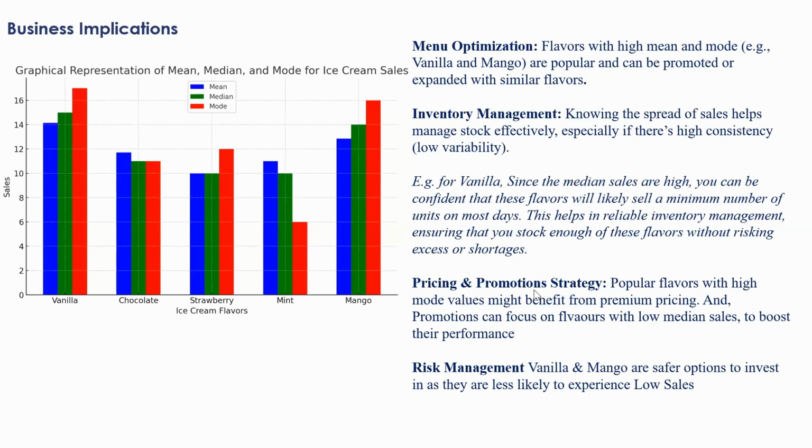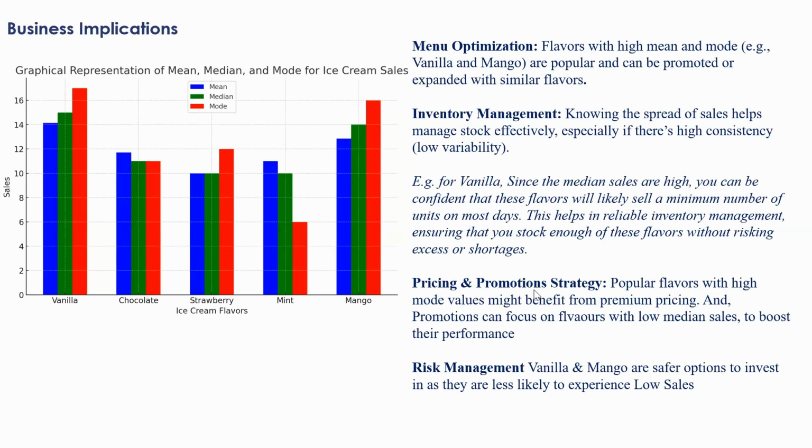So first is the menu optimization. Flavors with high mean and mode, that is vanilla and mango, are popular and can be promoted, expanded with similar flavors. Can I come with mango apricot delight ice cream? New flavor introduce किया. Can I come with let's say cashew vanilla ice cream or choco vanilla ice cream? I will introduce similar because vanilla and mango, I cannot go wrong. I will try and improve the menu optimization. I'll promote these two flavors and try and come out with innovative products.